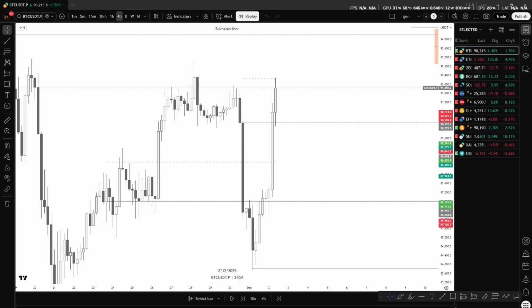Today we're talking about fair value gaps, imbalances mainly. I think I'll make two parts on that because I want to show you fair value gaps more in practice. This will be a bit more theoretical.